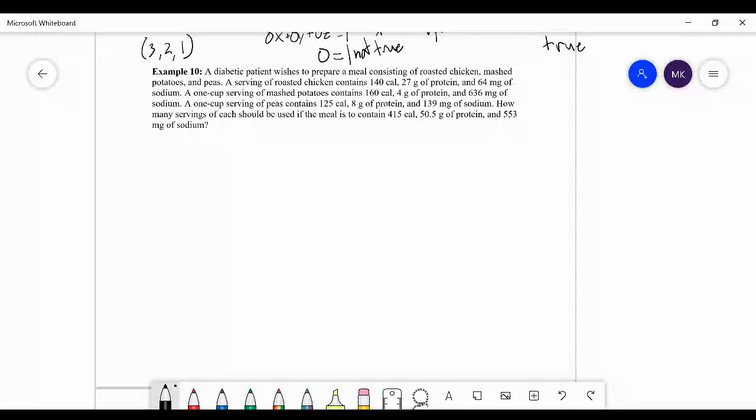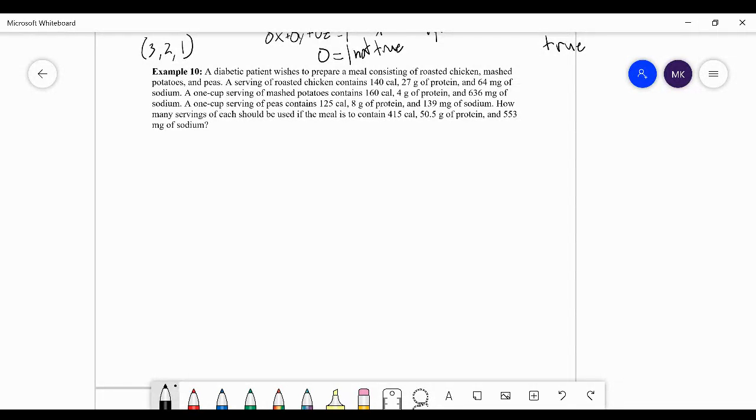So, example 10, this first example of the word problem. A diabetic patient wishes to prepare a meal consisting of roasted chicken, mashed potatoes, and peas. A serving of roasted chicken contains 140 calories, 27 grams of protein, and 64 milligrams of sodium. A 1 cup serving of mashed potatoes contains 160 calories, 4 grams of protein, and 636 milligrams of sodium. And a 1 cup serving of peas contains 125 calories, 8 grams of protein, and 139 milligrams of sodium. How many servings of each should be used if the meal is to contain 415 calories, 50.5 grams of protein, and 553 milligrams of sodium?